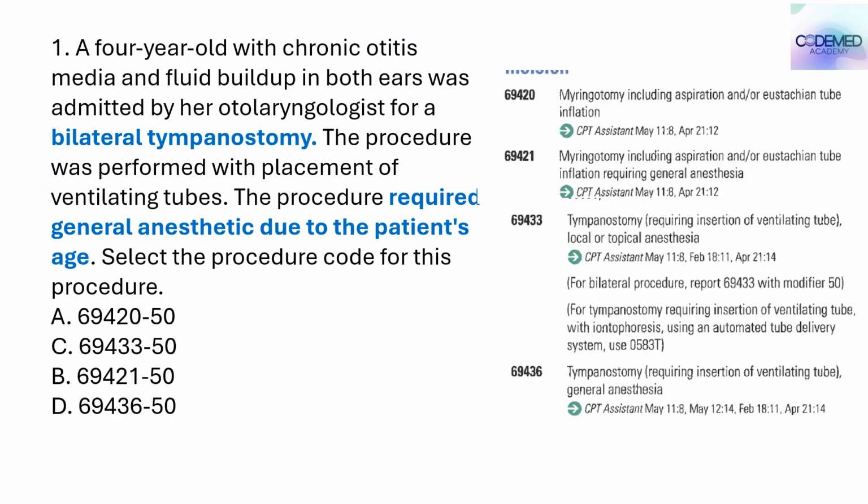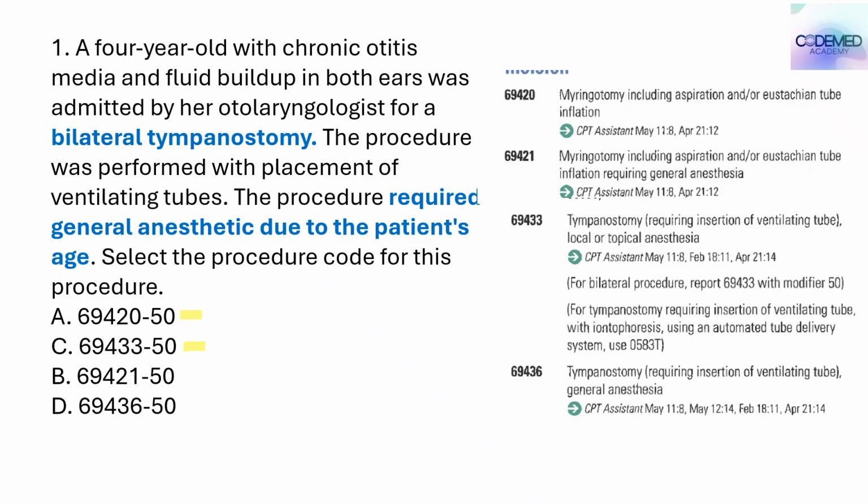So let us take an example. A 4-year-old with chronic otitis media and fluid buildup in both ears was admitted by her otolaryngologist for a bilateral tympanostomy. The procedure was performed with the placement of a ventilating tube, and the procedure required general anesthesia due to the patient's age. So select the procedure code for this procedure. The important point we can collect here is that if you look at the options, all the codes require a modifier 50. That means the procedure has to be carried out bilaterally, and we are getting that it is a bilateral tympanostomy.